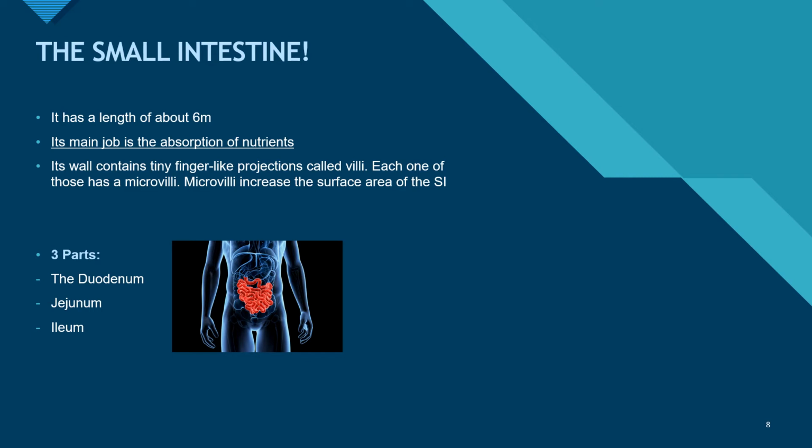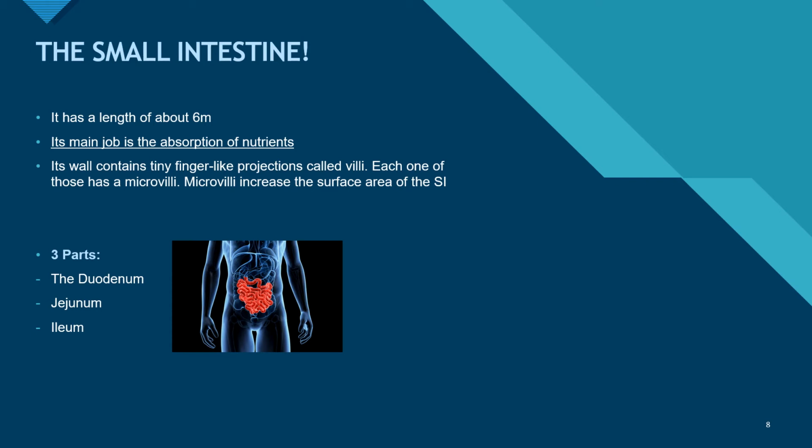It then breaks down into 3 parts. The duodenum is the first 25 centimeters of the intestine. It receives bile from the liver, and bile emulsifies fats, which we'll learn more about later. Its sodium bicarbonate neutralizes the chyme, which we learned about from the stomach, and then it also has some insulin that breaks down sugars.